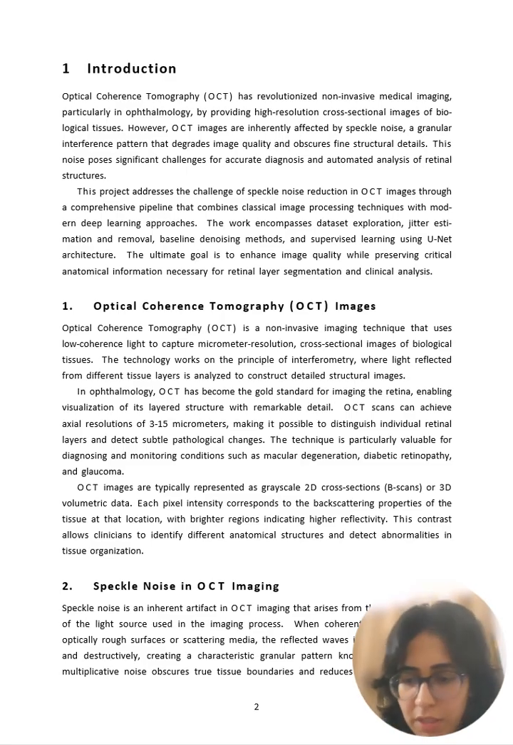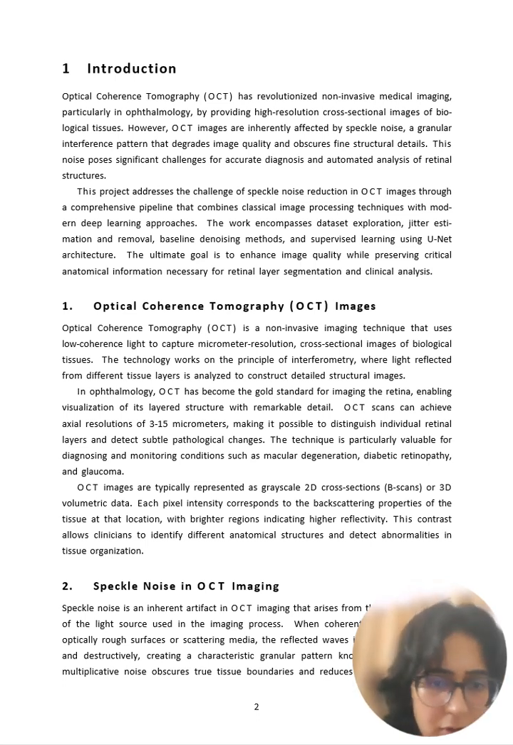So we try to reduce speckle noise in OCT images through classical image processing techniques, which are combined with deep learning approaches. So the basic framework is to understand the dataset, then understand what jitter is, understanding how to remove it, then the denoising methods and supervised learning using the U-Net architecture. The ultimate goal is to enhance image quality while preserving critical anatomical information necessary for automatic retinal layer segmentation and automatic clinical analysis.